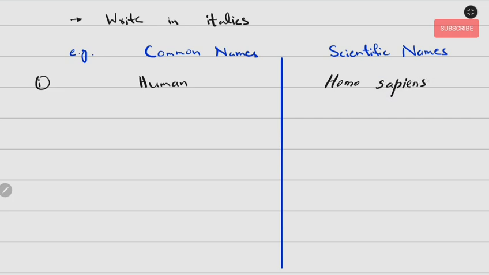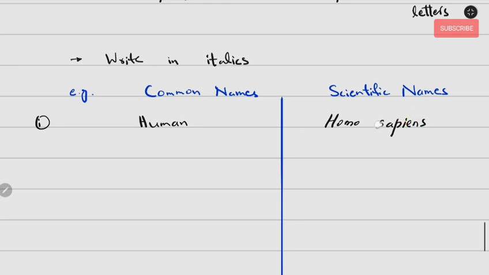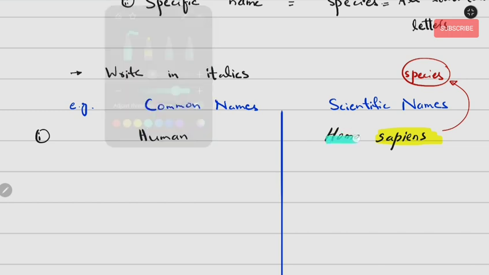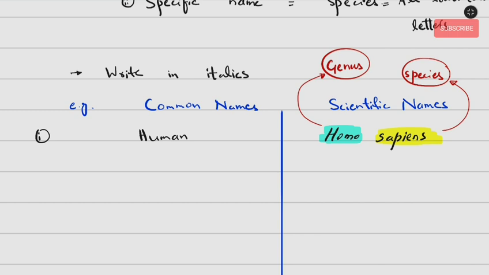Now this sapiens is the specific name, or species name. And this Homo is the generic name, the name of the genus, right? So just by looking at the name, you can identify the species name and the genus name. I hope that's fine.